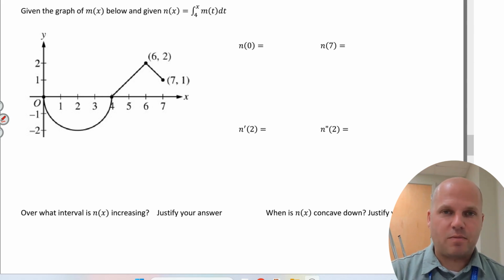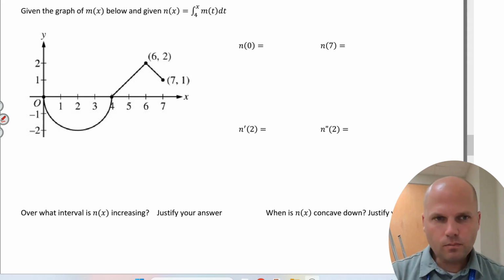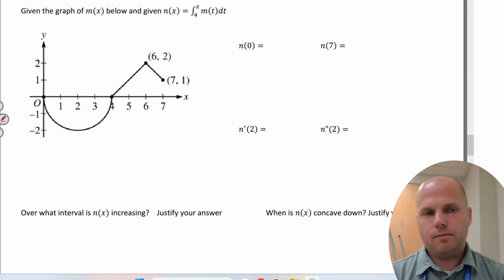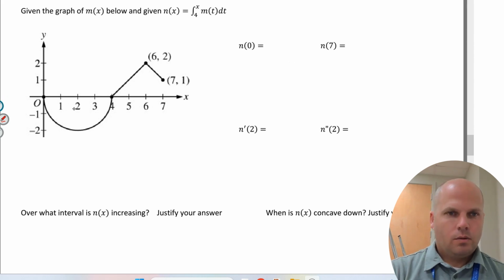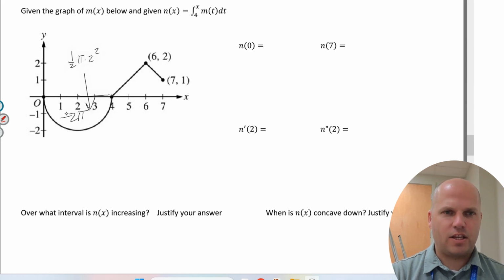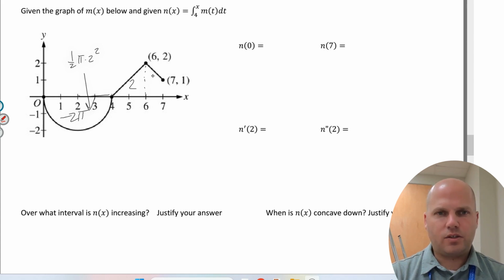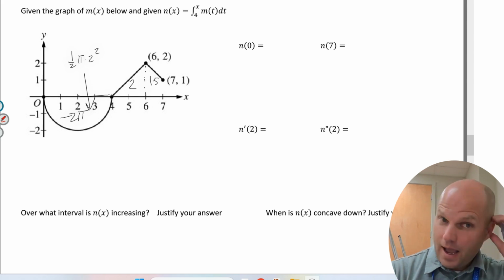It could be any number, it doesn't have to be a 0. If this was at 2, we'd still be able to do the problem. Just like n of 2 would be 0. To find the areas anyways, this is a half of a pi times 2 squared. So this is going to be 2 pi. It's underneath the x-axis, so it's negative. Split this into a 2 by 2. Split this into a 1 and a half.